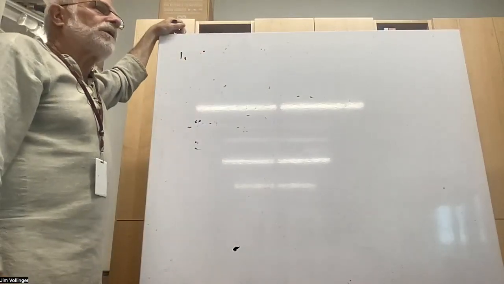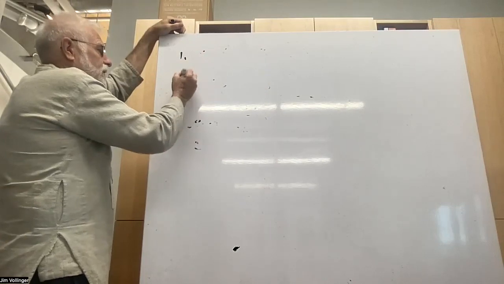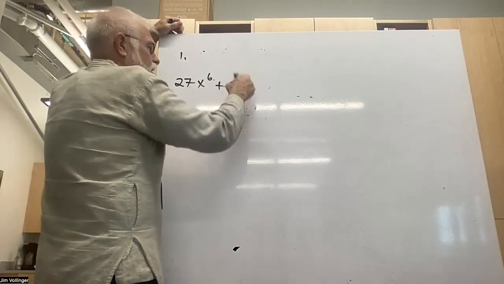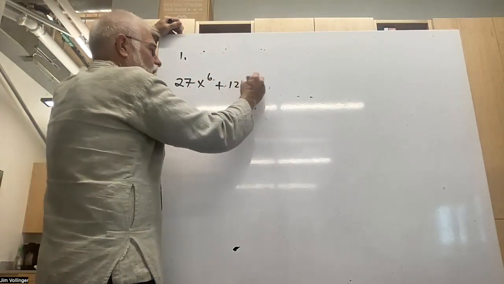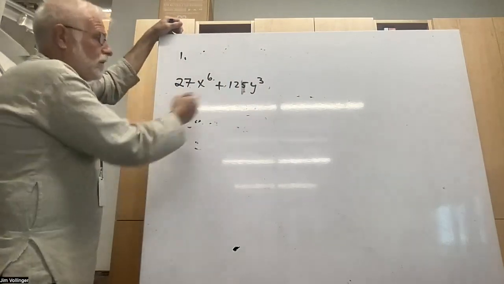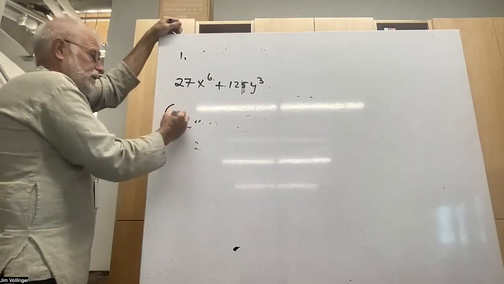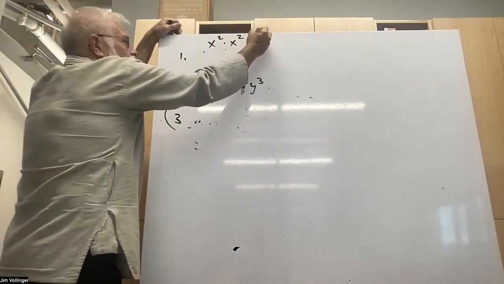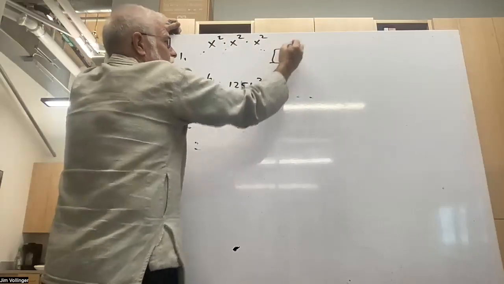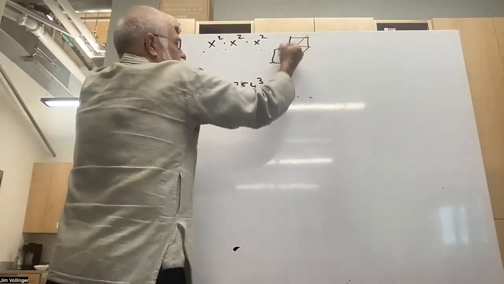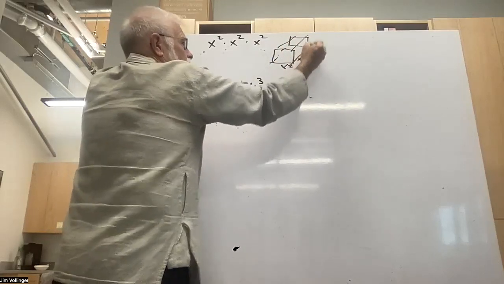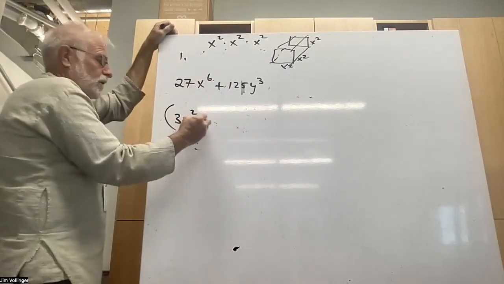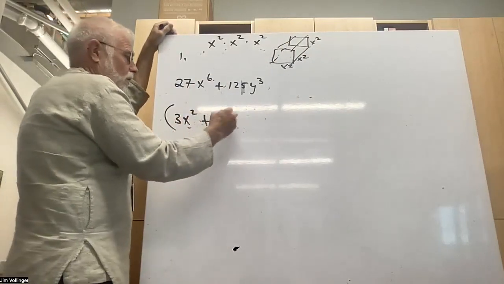All right, and then the next question is very similar. 27x to the 6th plus 125y to the 3rd, 125 y cubed. We're going to work with the cube roots. Well, 27 we know is 3. x to the 6th is x squared times x squared times x squared. Yep, that's a 3-dimensional shape. Perfect cube, yeah, perfect cube. Boom, boom, boom, x squared and x squared and x squared. So it looks like we're going to pick x squared. And 125y to the 3rd, 5y.